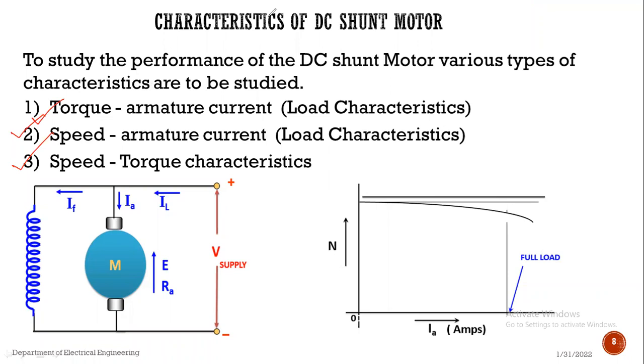Okay, now while understanding the characteristics, that is speed versus armature current characteristics, the speed of the DC shunt motor can be plotted on the y-axis, and the armature current of the DC motor can be plotted on the x-axis. And once we plot the characteristics, then we want to know the behavior of these types of motor.